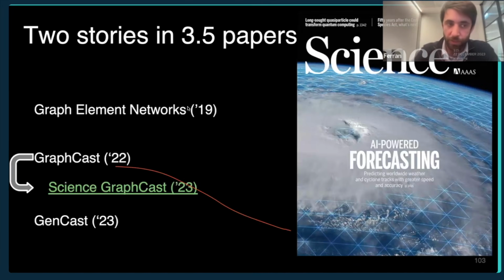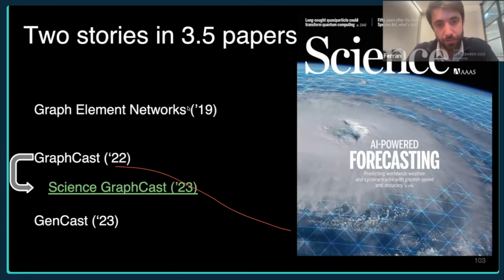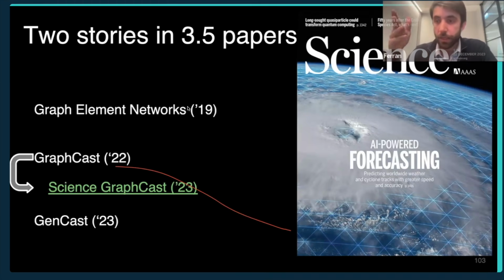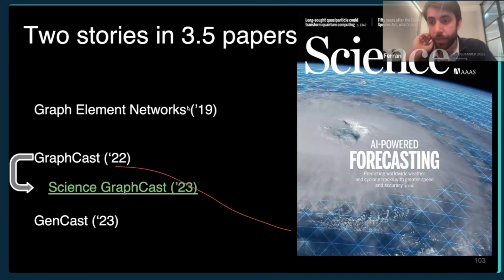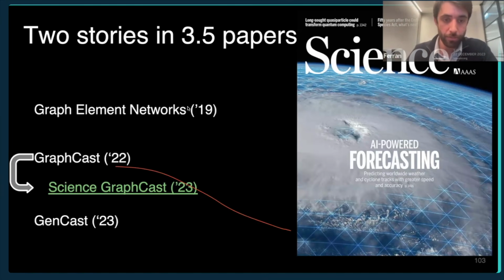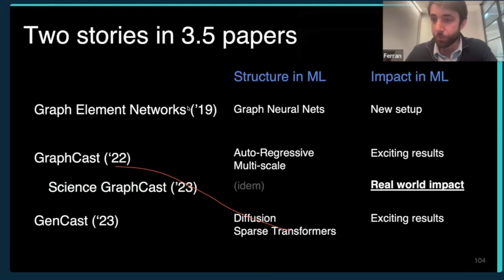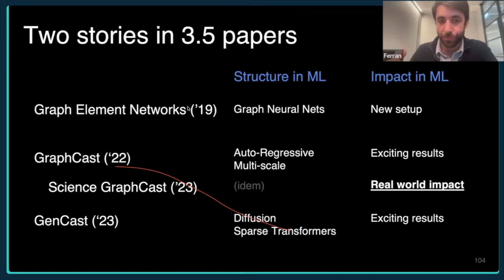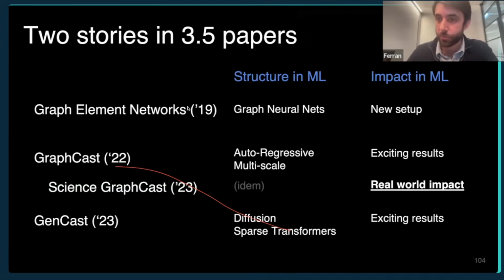So now let's look at Science GraphCast, and we were very excited to see that GraphCast was highlighted on the cover of Science on the 22nd of December, and it was also one of the 10 finalists for Breakthrough of the Year in the whole field of science for 2023. One important fact is that the model is literally the same. We didn't train a new model for 6 months. We only focused on showing that what we did really mattered to the world.